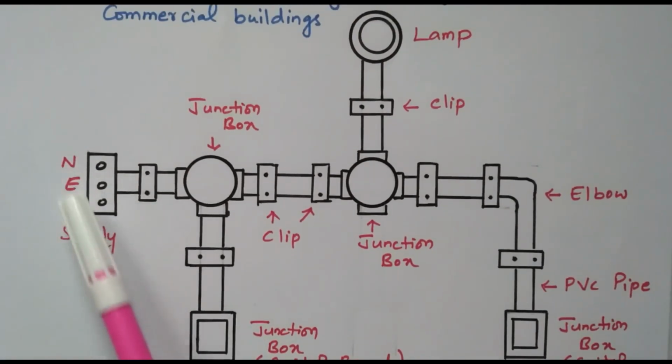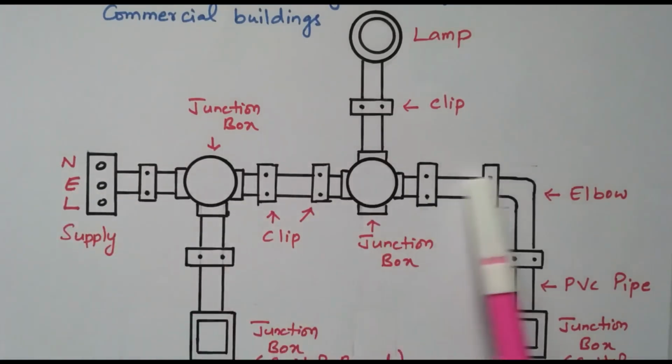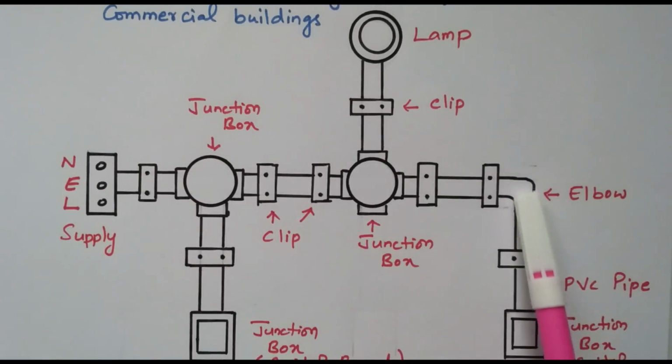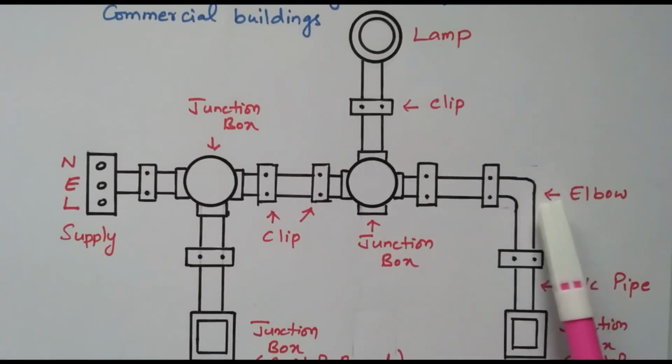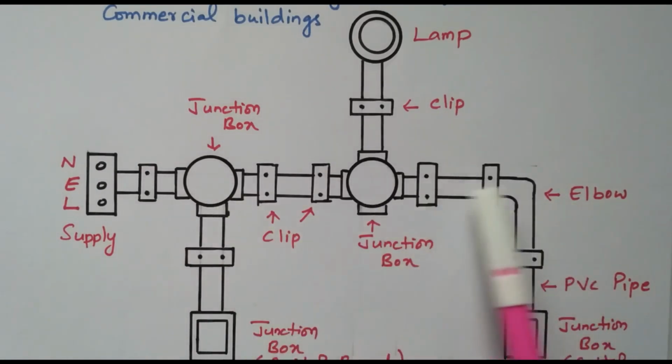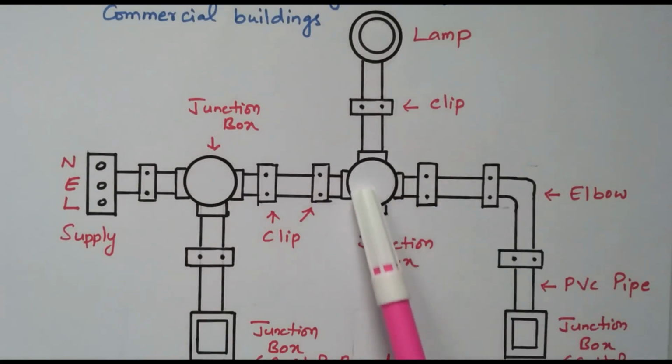So this is the supply available: neutral, earth and line. This is nothing but a PVC pipe. This is a PVC pipe. In the bend we are using the elbow or junction points. So this is nothing but a junction point.